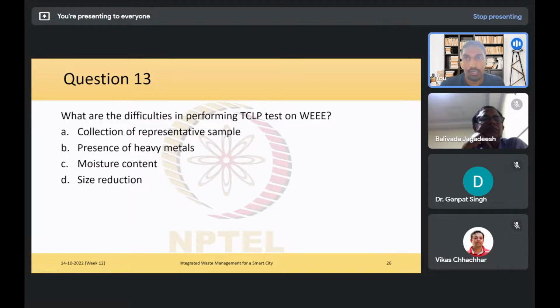Okay, so question 13 is, what are the difficulties in performing the TCLP test on the WEEE? Options are collection of a representative sample, presence of heavy metals, moisture content, size reduction.